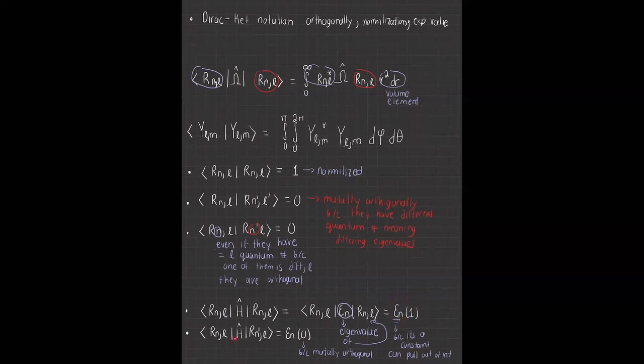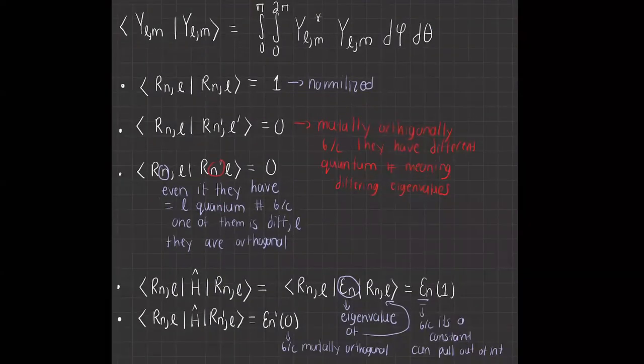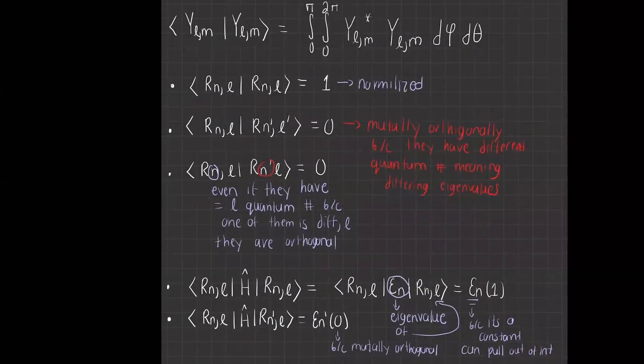And if you operate on the operator, oh wait, let me fix that. If you operate an operator, you're going to have a constant on the outside. But since this is a different quantum number than this here, they're going to be orthogonal to each other, which means this term is equal to 0, and this integral is going to be equal to 0.